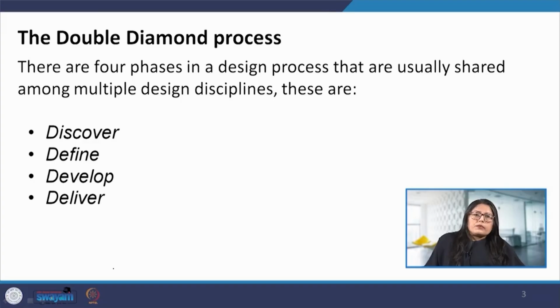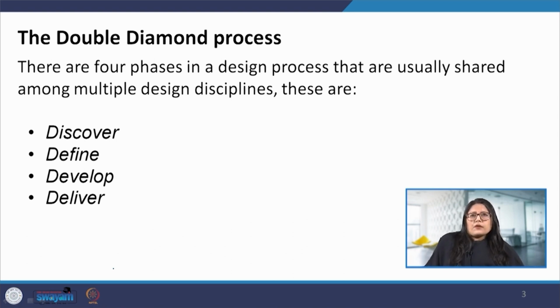There are several domains that utilize design as a process. For example, architectural design, behavioral sciences, industrial design, product design. So, there are some similarities in all of these areas in terms of how they carry out the research process or how the design process is conducted. So, we will discuss the double diamond process.